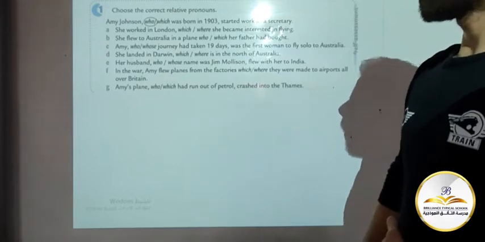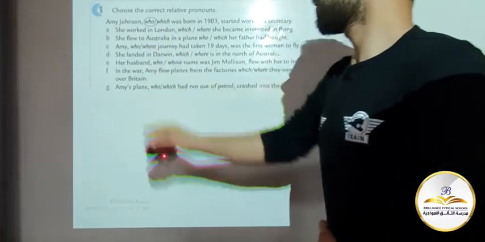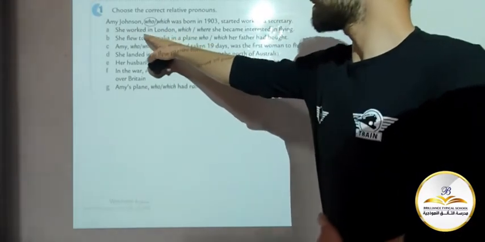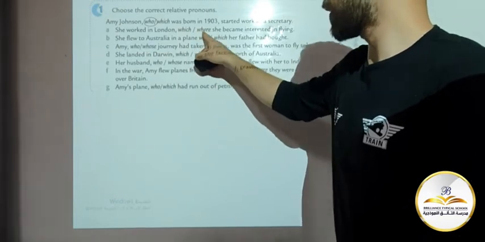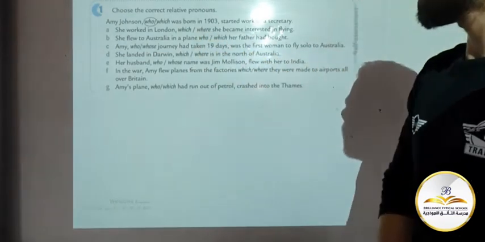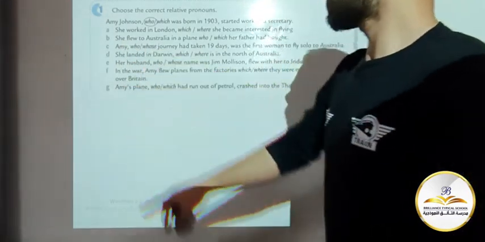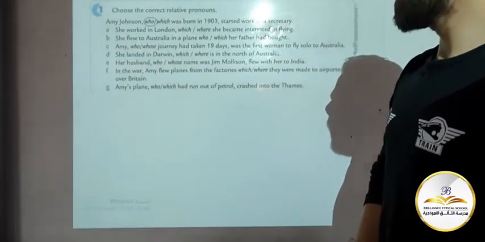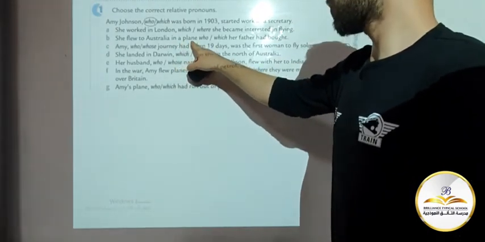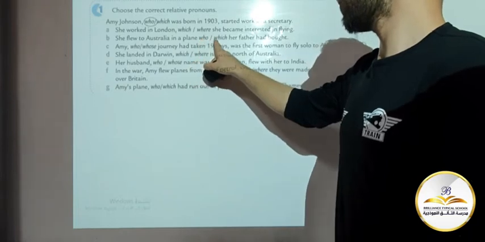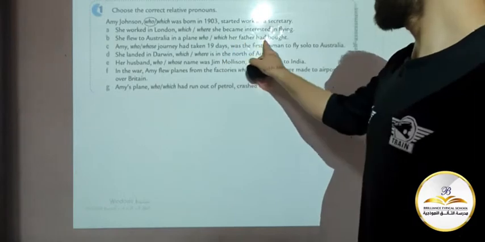Okay, now let's take a look at the answers. She worked in London, and this is a place, so we have to use which or where. We have to use where she became interested in flying. She flew to Australia in a plane, and a plane is a thing, so we have to use either who or which, and the correct answer is which her father had bought.